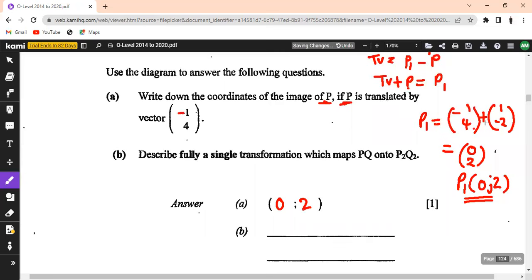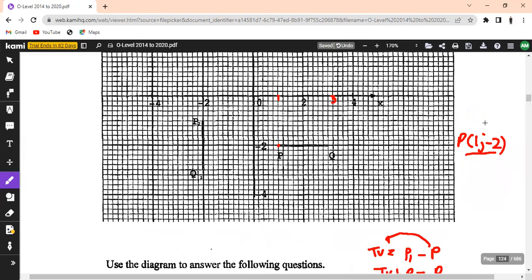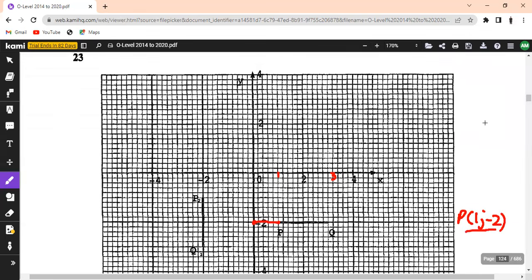Or with the vector, you can simply move. This vector is actually a movement in X and Y. So in the X, we moved 1 unit to the left, then 4 units going upwards. So let us try to see if we are going to obtain this same answer from the graph. Okay, so this is our P here. We move 1 unit to the left, which means we are going to be at this point. Then we move 4 units going upwards.